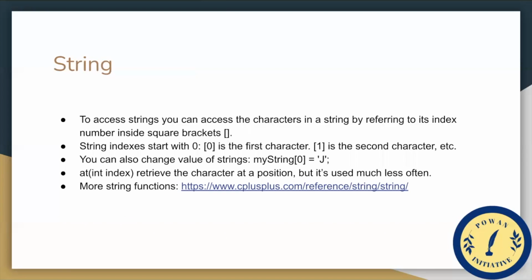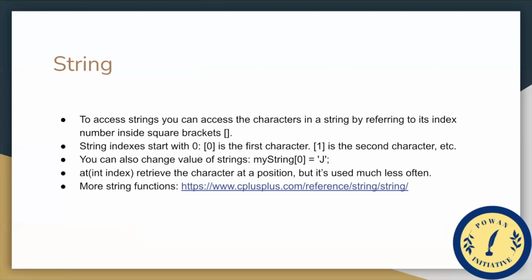So you can access individual characters by using square brackets. And if it's an array or anything, that's just the way to go, using these square brackets. However, you can also use something called the at function, which is basically dot at, and then you put the index value to get the character at that position. But we use it much less often. I will show you both ways to access these individual characters.